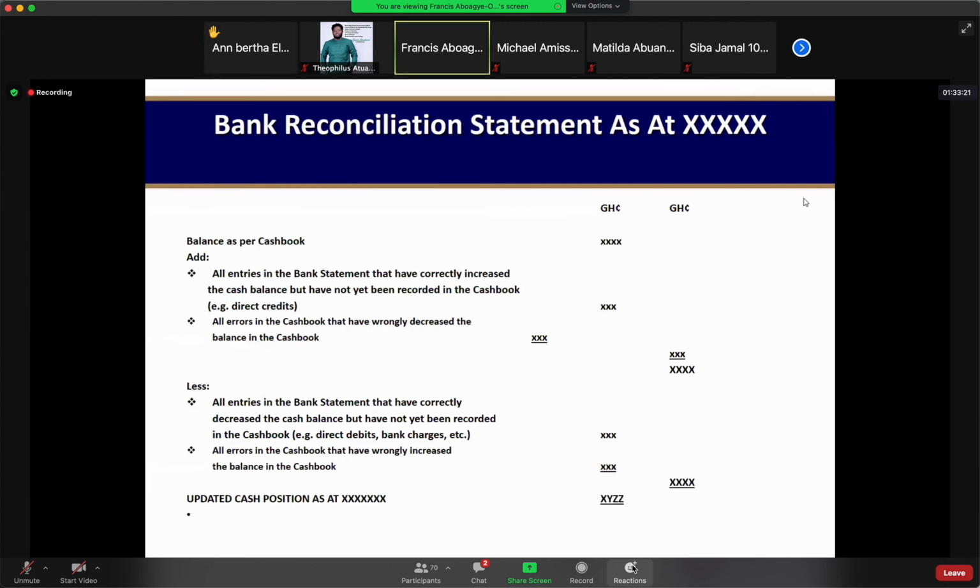Okay, so you can depend on the alert, but for documentary purposes, you need to do the reconciliation with the bank statement.